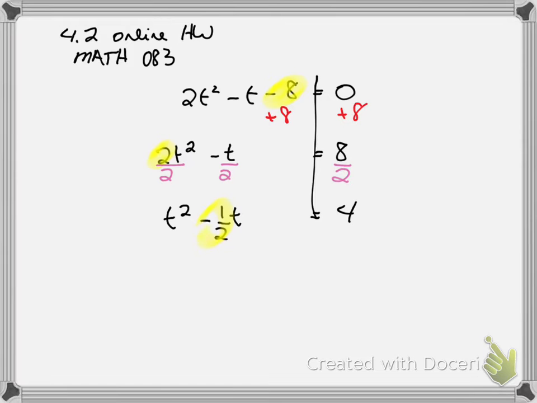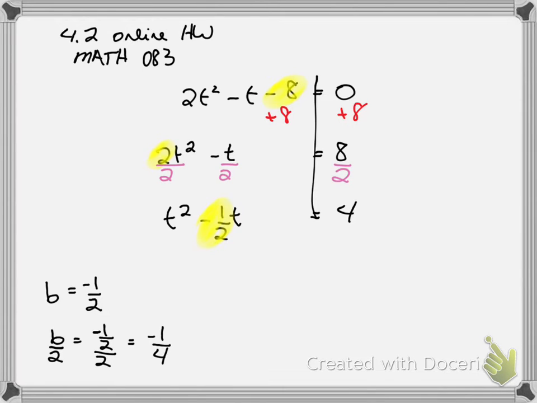So this right here, we'll call it b. This is our key to completing the square. Right now, b is equal to -1/2. First, we're going to take b/2. So what is 1/2 of -1/2? It's -1/4.